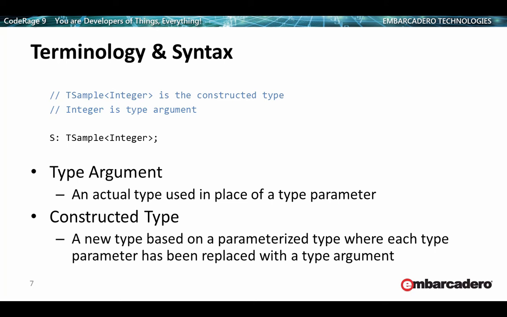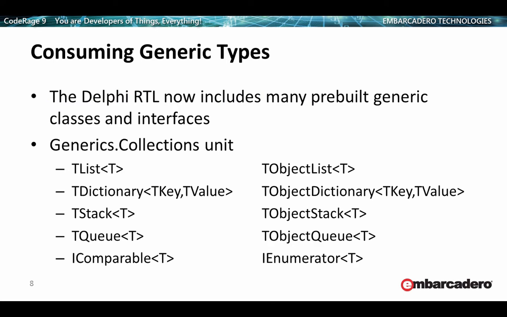The type parameter of T was replaced with a real type, so the compiler knows exactly what that is, how to deal with it, and it can construct all the code necessary for this particular class. And now S is an instance of that type. So that's really all we need to know with terminology. But there are four key pieces there.